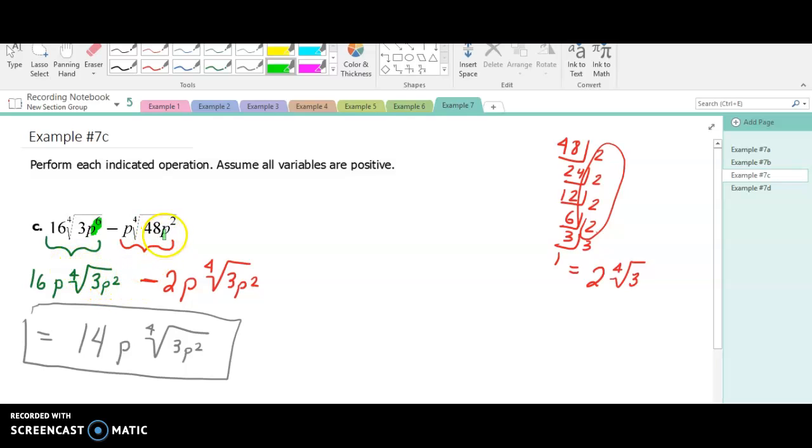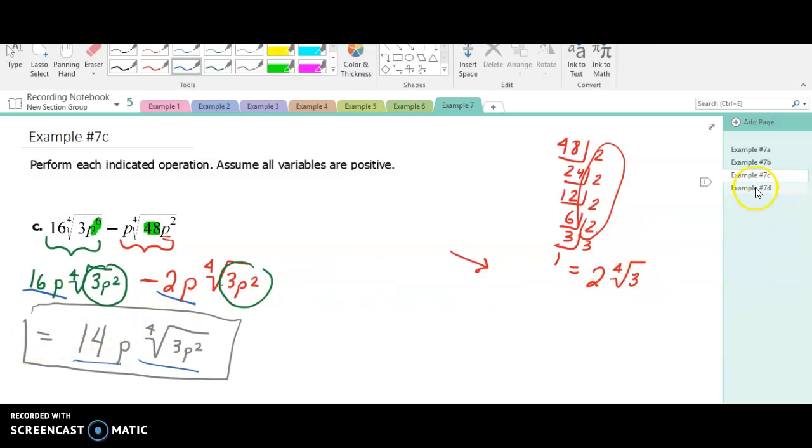Okay, minus, and then I reduce this. The 4th root of 48 is what simplifies here. And as I simplified, I showed it over here. It's just 2 times the 4th root of 3. So 2, our p's still there, 4th root of 3, and then don't forget your p squared still stays there. So after I do that, what I have inside the roots is the same, and so I can just subtract 16p minus 2p, which is 14p, and then keep the root the same. So this would be your answer.